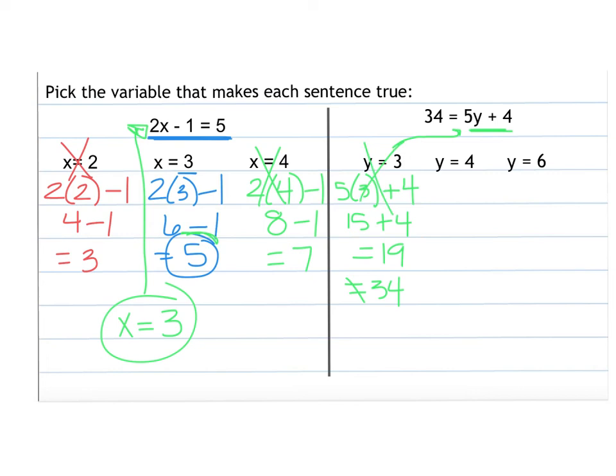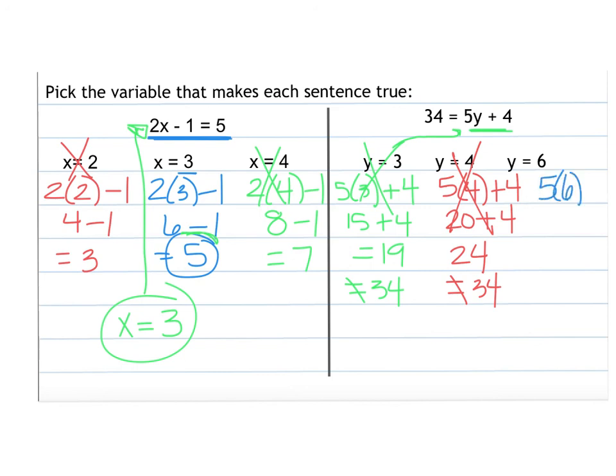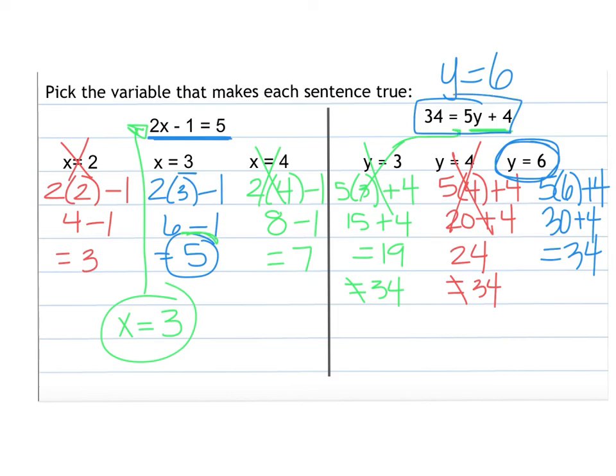Then let's try y equals 4, so 5 times 4 plus 4, 20 plus 4 is 24. That does not equal 34, because remember my answer has to equal 34. That doesn't work. So now I'm assuming it's going to be 6, but I don't always want to assume. I want to check it to make sure. So 5 times 6 plus 4, 30 plus 4 equals 34, and that works. So my solution isn't 34. My solution is y equals 6.